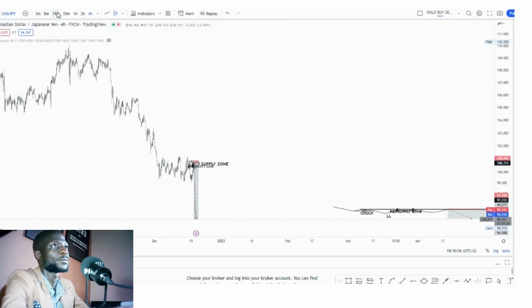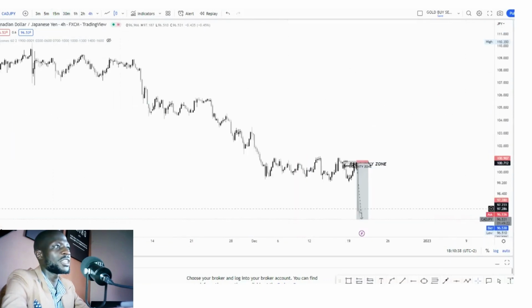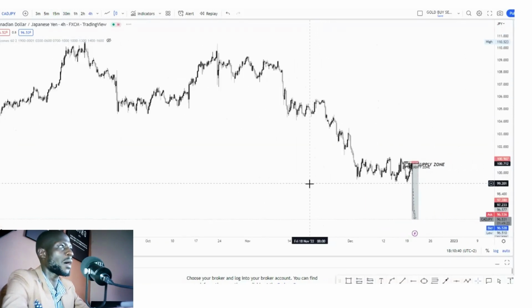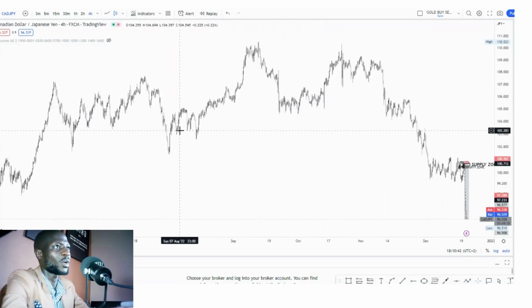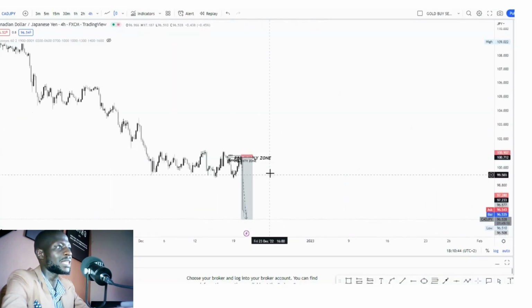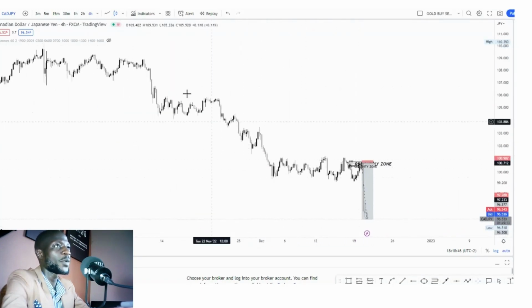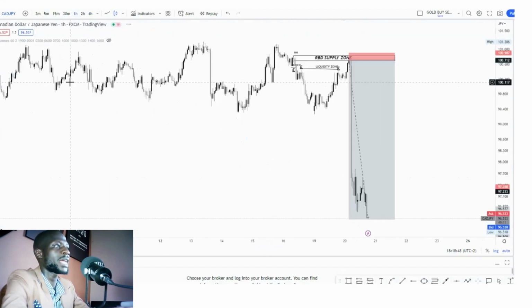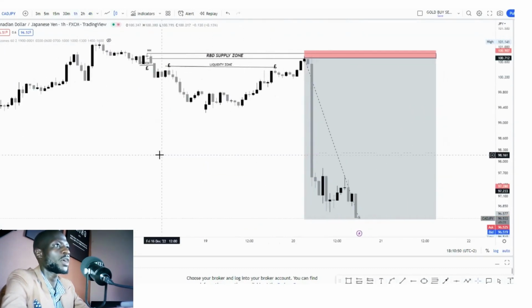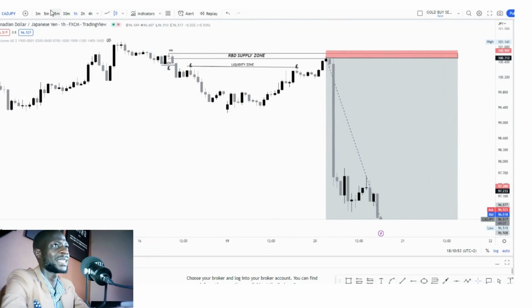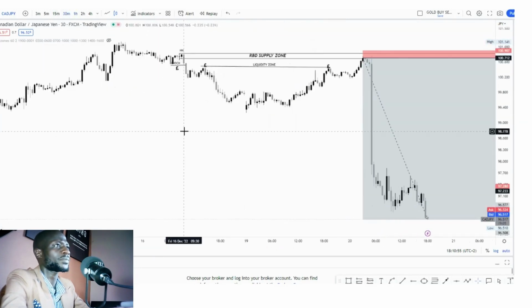Let me show you right now. So this is our trade. You can clearly see on the 4-hour time frame that the major trend on CADJPY has been down. Therefore, what are you looking for? You're looking for selling opportunities. Go to the 1-hour time frame. What do you have? You have really basic stuff here. Let's go to the 30-minute time frame.